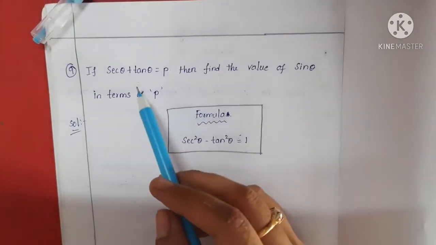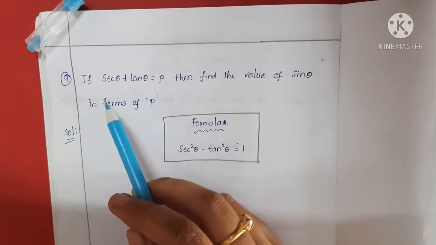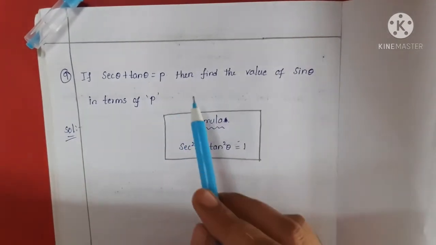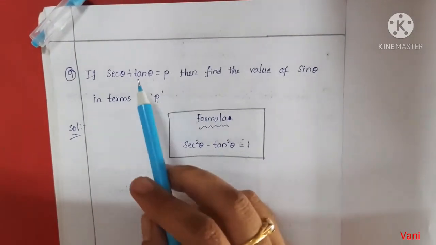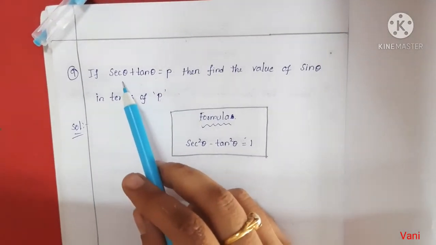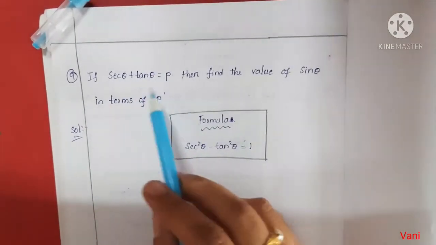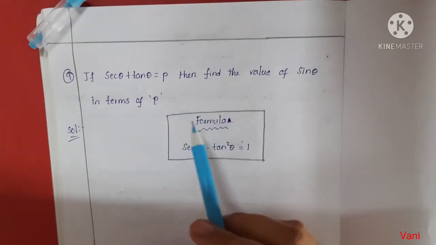Children, so next problem in trigonometry, exercise 11.4, ninth problem. If secant theta plus tan theta is equal to p, then find the value of sin theta in terms of p. So given one condition is secant theta plus tan theta is equal to p. By using this condition, we have to find the sin theta value in terms of p.